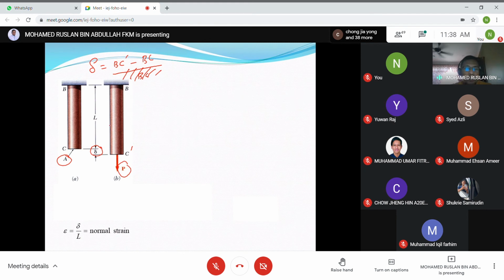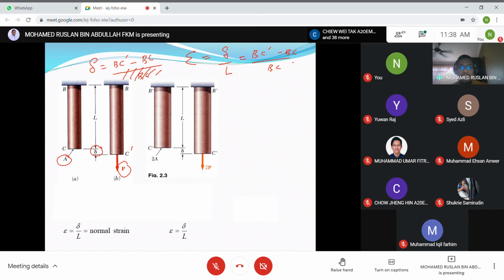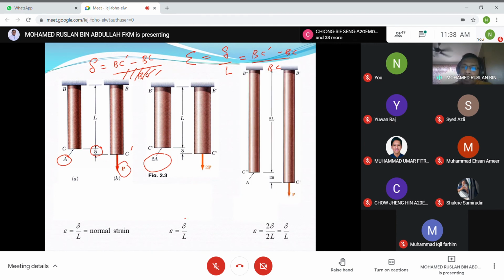So epsilon equals delta divided by L, where L is the original length. So this one equals BC dash minus BC divided by BC. That is the epsilon, or average normal strain. The same thing if we have double the cross-sectional area: epsilon is the same, delta divided by L. And if we have double the length, 2L instead of L, the formula is the same, epsilon equals delta divided by 2L, so epsilon equals delta divided by L.